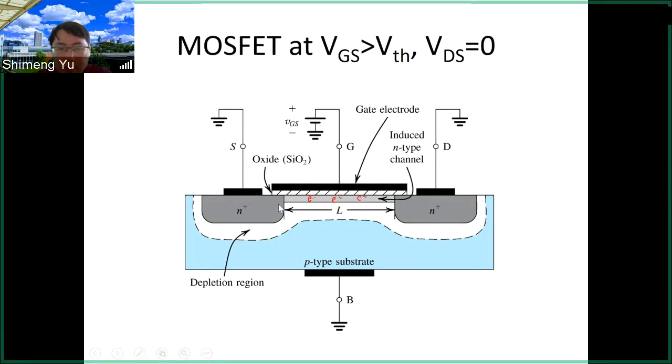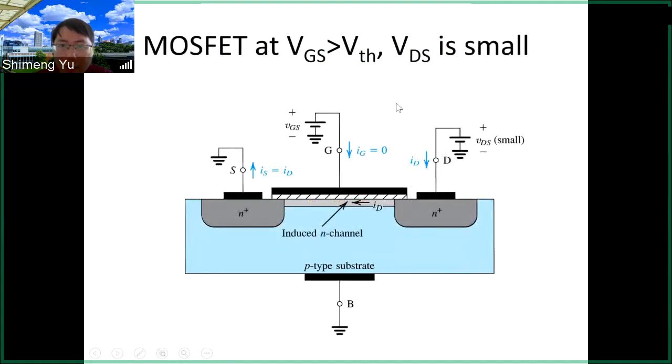But still, there's no current flow if the VDS, the drain and source potential difference, is 0. So there's no current flow at this moment. But if we apply a small drain voltage, VDS larger than 0, then the electrons will move from the source to the drain, and then current will flow from the drain to the source. And this is the triode or the linear region, as we discussed before.